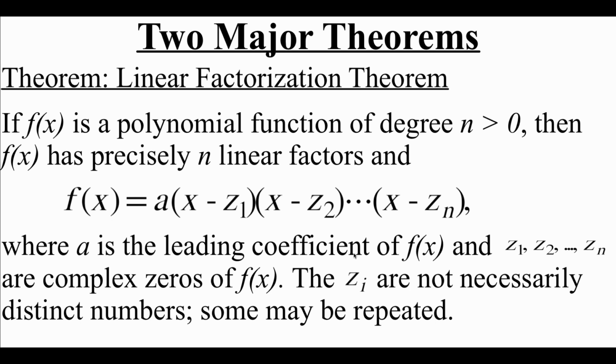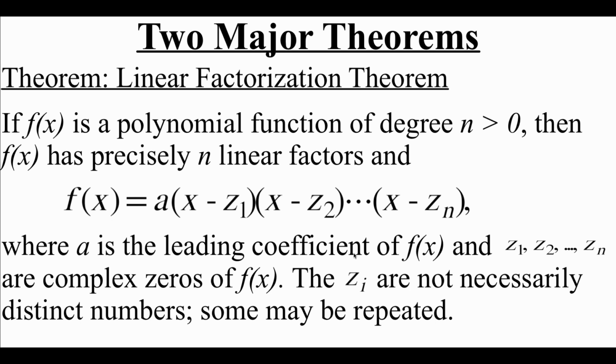Now if we're dealing with real number zeros, then those can be represented on the graph of a function as x-intercepts, but if we're dealing with non-real zeros, so imaginary zeros, those won't be x-intercepts for the graph of a function.